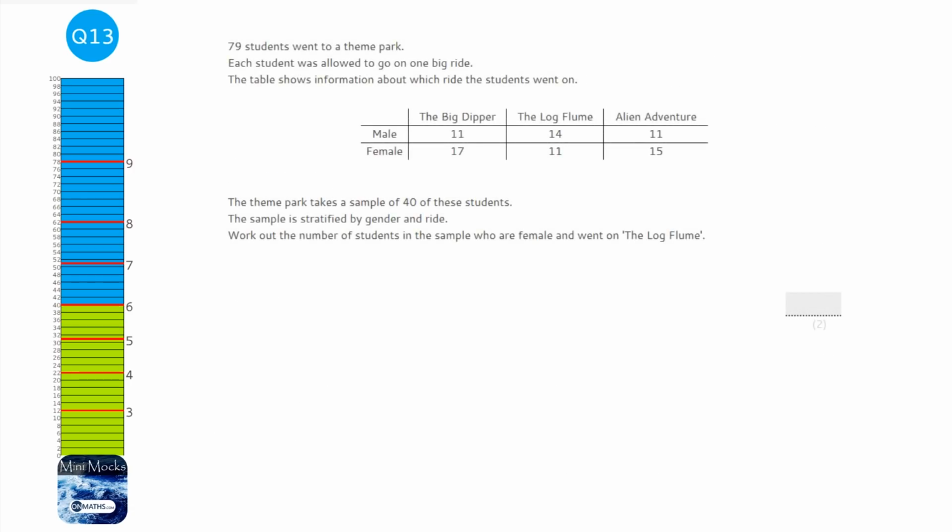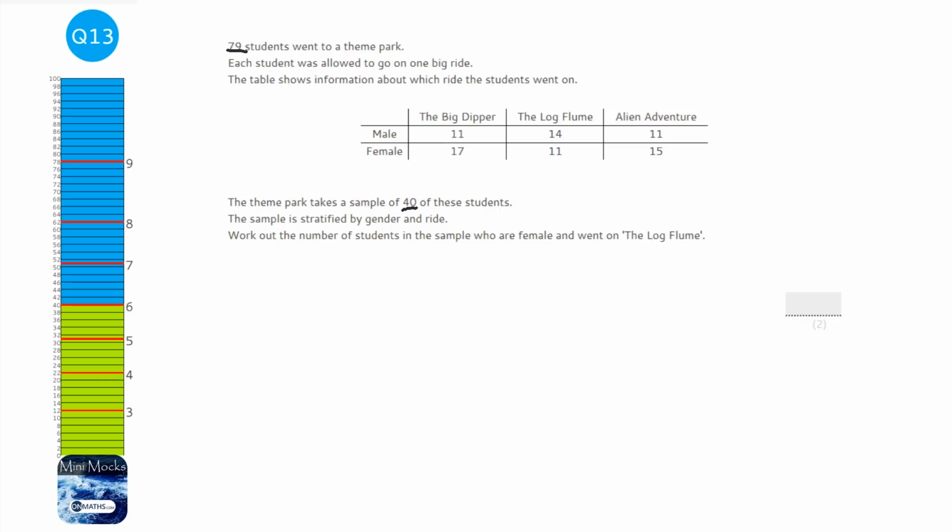So we're asked to find the amount of females who went on the log flume from a sample of 40, even though the amounts are out of 79. Now this is called stratified sampling, and it means that we've got a sample, which means a part of the population. Our population is 79, and we're not going to ask everyone because that would take too long or cost too much depending on the circumstance.